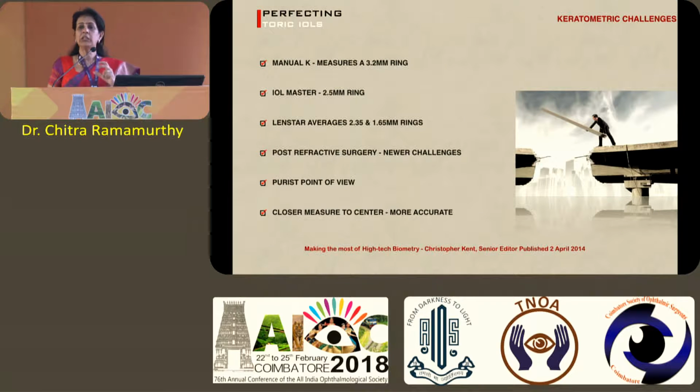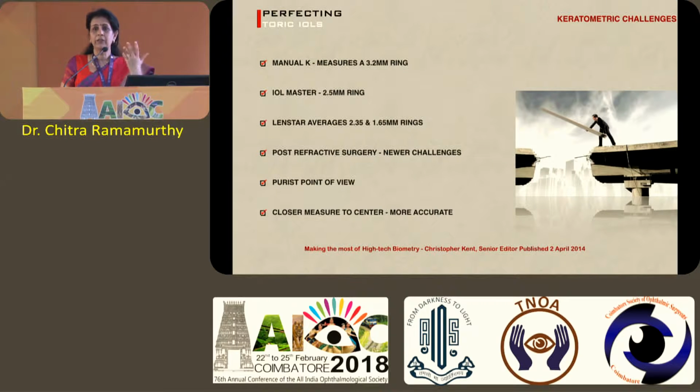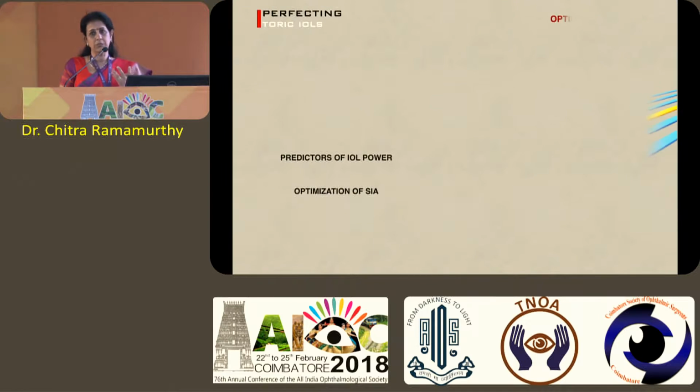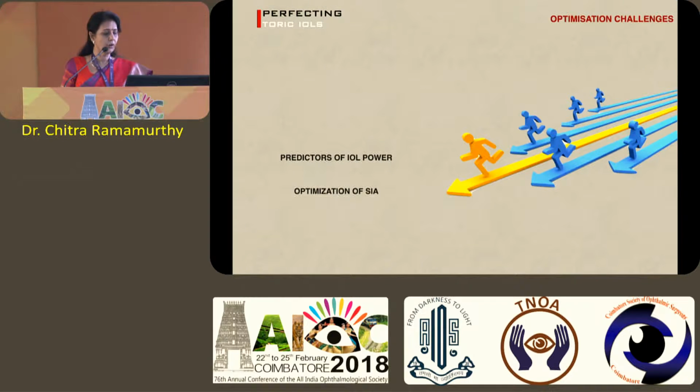Again, when we are talking about keratometers, there are certain challenges here. Different keratometers measure at different points. Some at 2.5 millimeters, manual at 3 millimeters. The LenStar has a double ring. And if you're looking at a post-refractive cornea, it's either too oblate or too prolate. So there is a challenge. But honestly, if you want the greatest accuracy in your results, ideally, it should be as close to the center as possible, which we need to realize is not feasible.